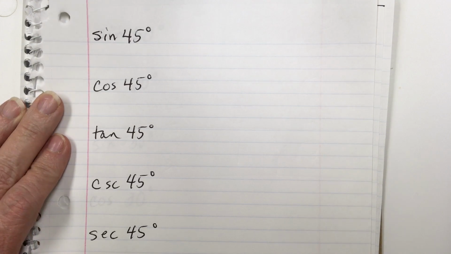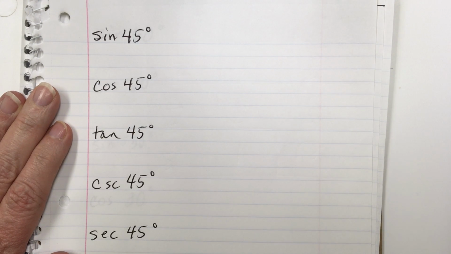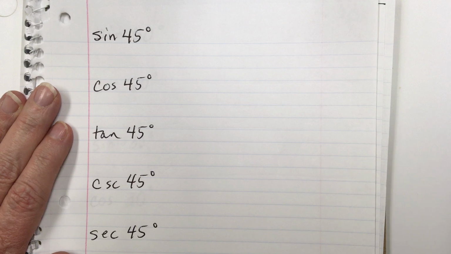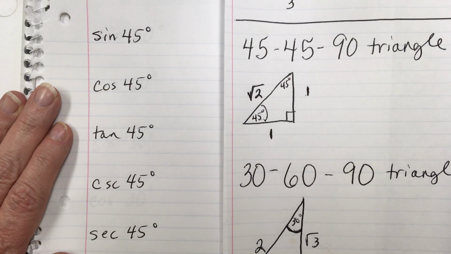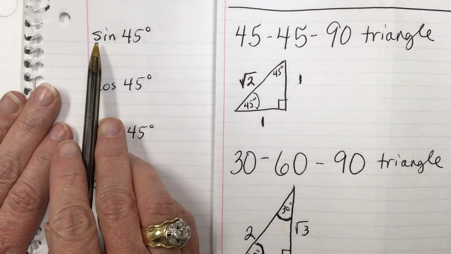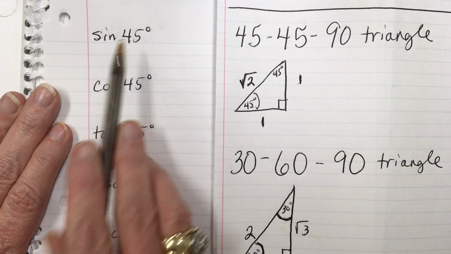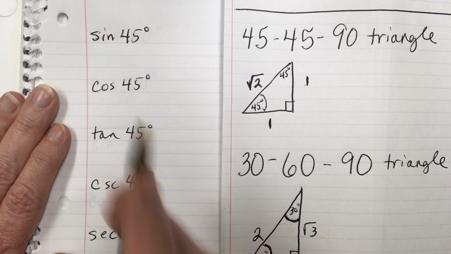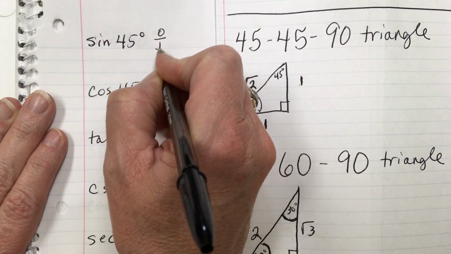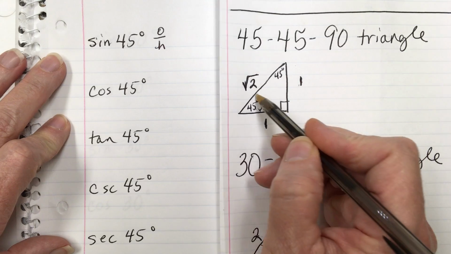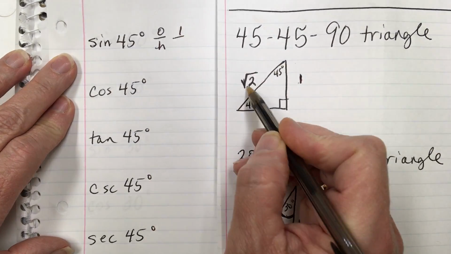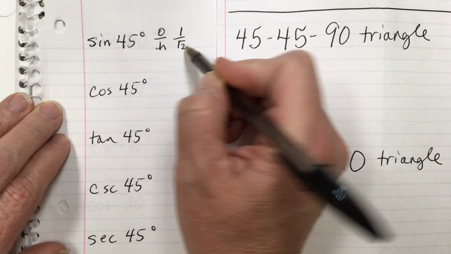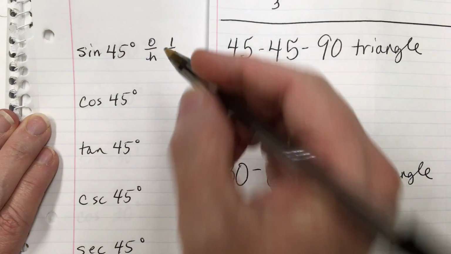I want us to find all 6 trig functions using a 45, 45, 90 degree triangle. So let's use our 45, 45, 90 degree triangle and let's find sine of 45. Remember, sine is opposite over hypotenuse. So using the 45 degree angle, opposite would be 1 over the hypotenuse square root of 2. But we need to rationalize the denominator.